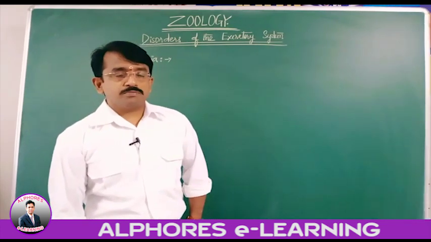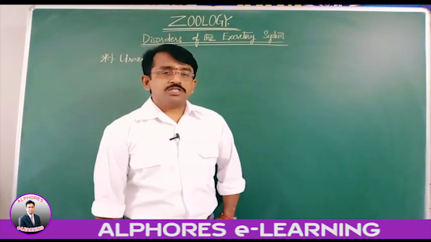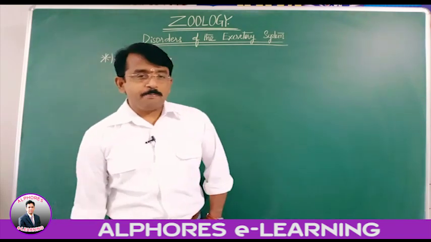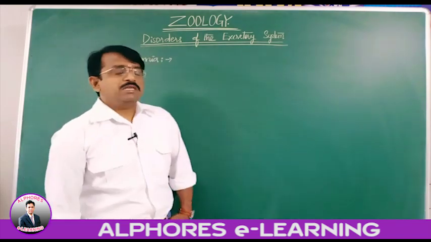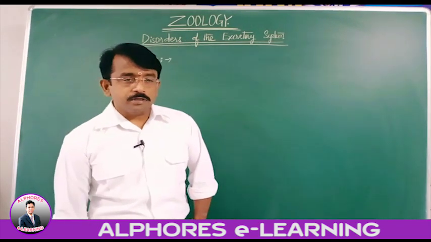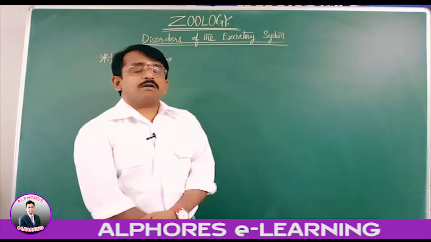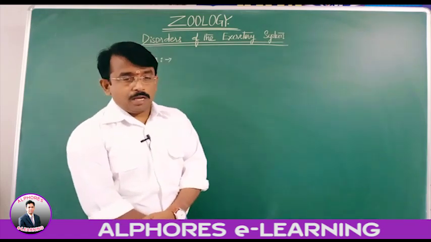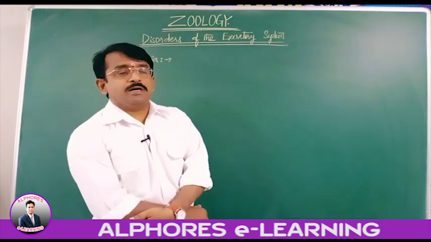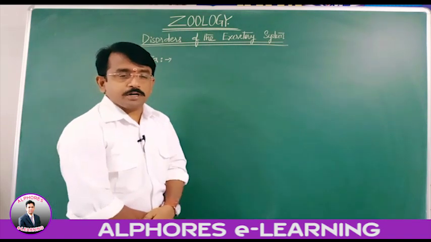This is the zoology subject, chapter excretory products and their elimination, session 15, disorders of the excretory system. So, what is the function played by the kidneys? It is excretion, which means the nitrogenous wastes are eliminated outside. When this functioning is impaired, it results in the disorders of the excretory system.